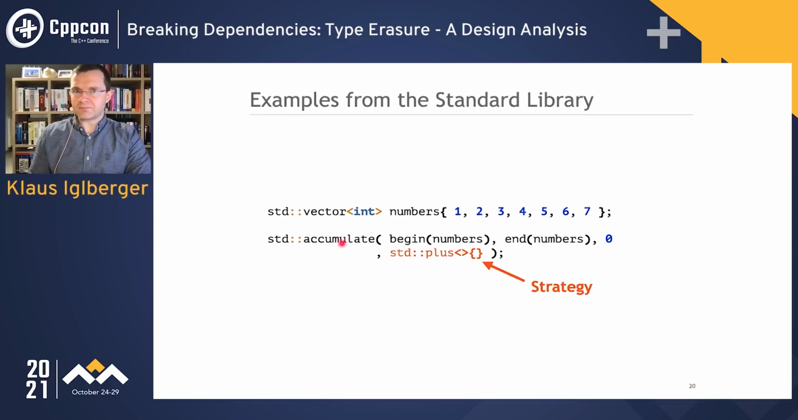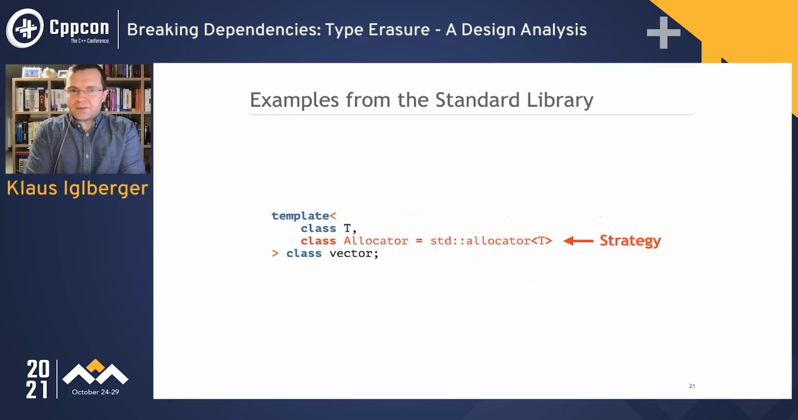The accumulate algorithm. You can, if you want to, replace the strategy here, how you want to accumulate. You could use a multiplies too, if this is what you need. You can combine with logical AND or bitwise AND, whatever you need. That fourth template parameter is actually a strategy. You provide the algorithm to make accumulate do the right thing. But a vector, a standard vector, also has a strategy. It's the allocator.